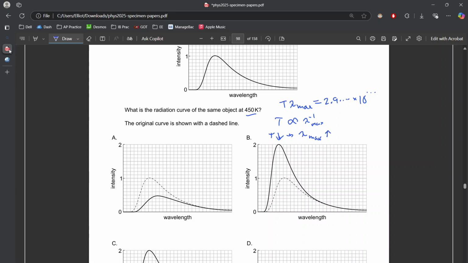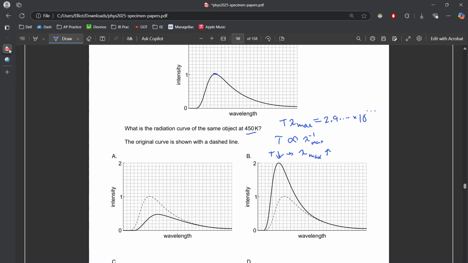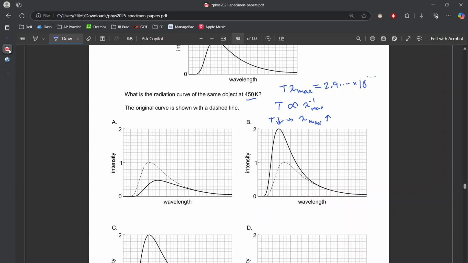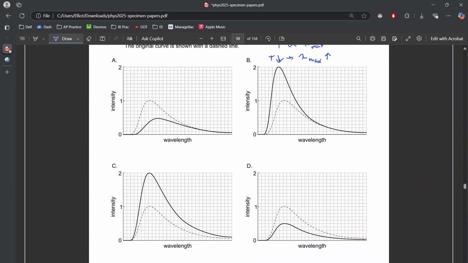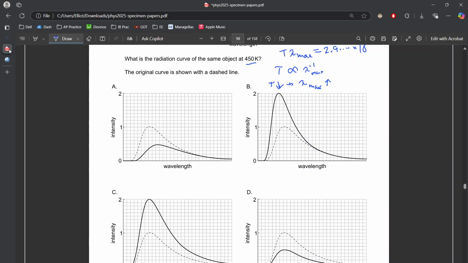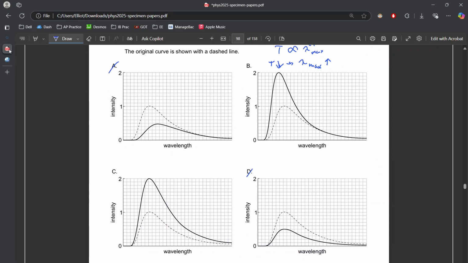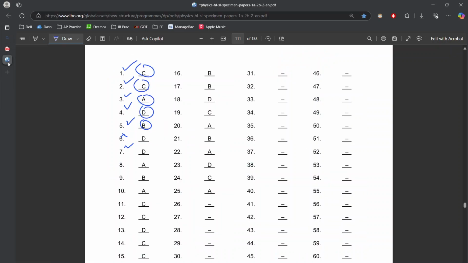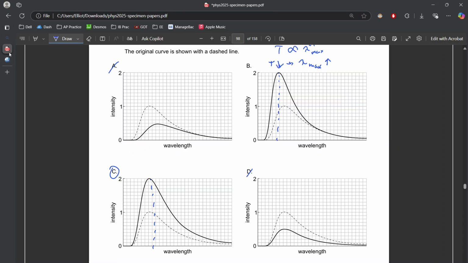So we have a graph that's like this, and it should be by a similar margin. Original is in the dashed line, so this is wrong, and this is wrong. The difference here is that they both increased, but this one has a different location of its peak. Now, I'm sure that there's a way to know this, but my hunch just says C is right, and I could be totally wrong. Let's see. 8 is A. Oh my gosh, I was so wrong.